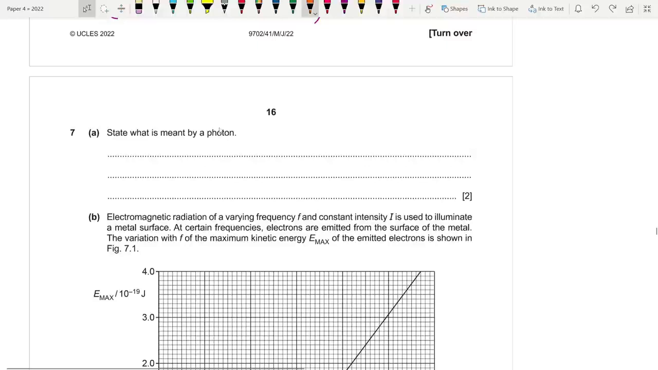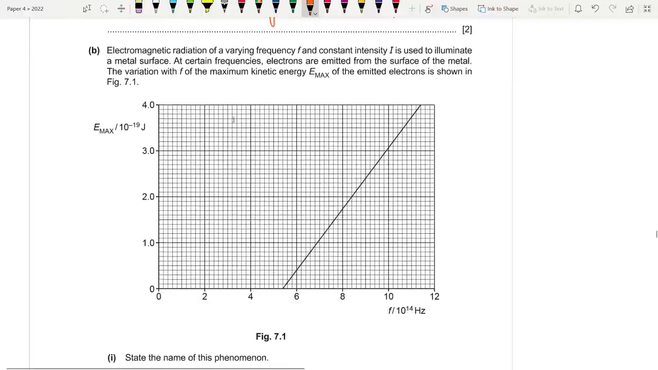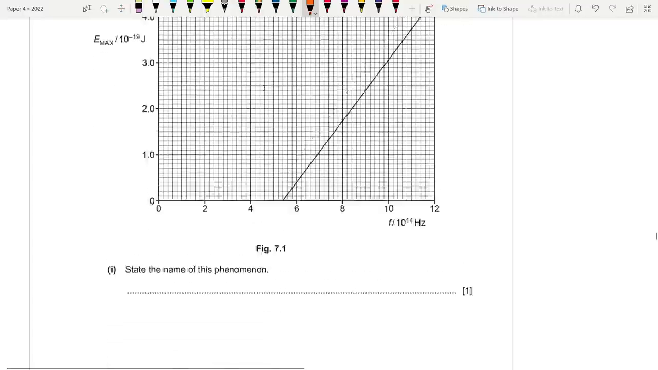So what is meant by a photon? A photon is basically a quantum of energy. That's one mark of electromagnetic radiation. Okay. Now B. Electromagnetic radiation of a varying frequency and constant intensity is used to illuminate a metal surface. At certain frequencies, electrons are emitted from the surface of the metal. The variation with f of the maximum Ke of the emitted electrons is shown. State the name of this phenomenon.